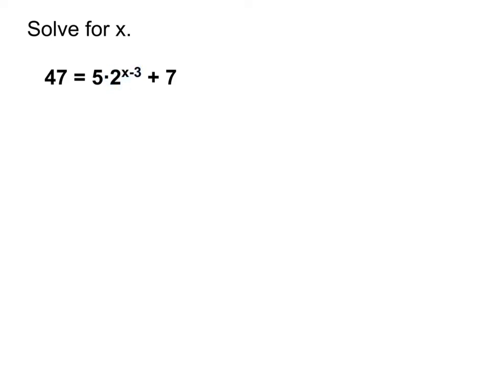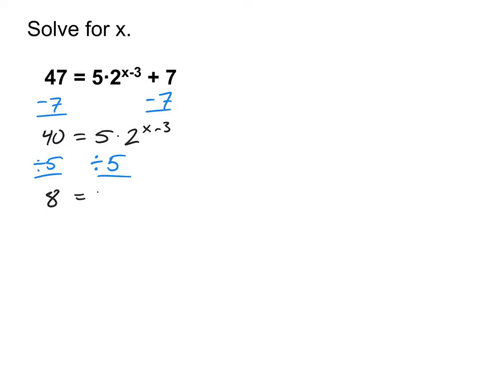I always want to get rid of addition and subtraction first. So I'm going to start by subtracting 7 from both sides. All right, so then I now have 40 equals 5 times 2 to the power of x minus 3. Now I can get rid of the 5. Since the 5 is being multiplied by it, I'm going to divide both sides by that 5. And so 40 divided by 5 is 8. So 8 equals 2 to the power of x minus 3.